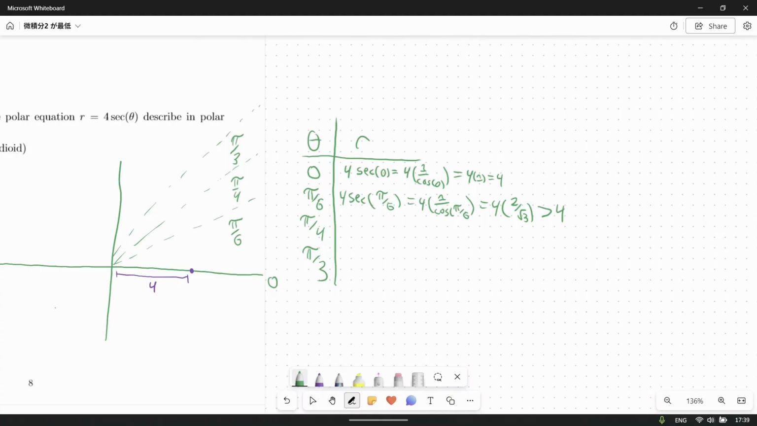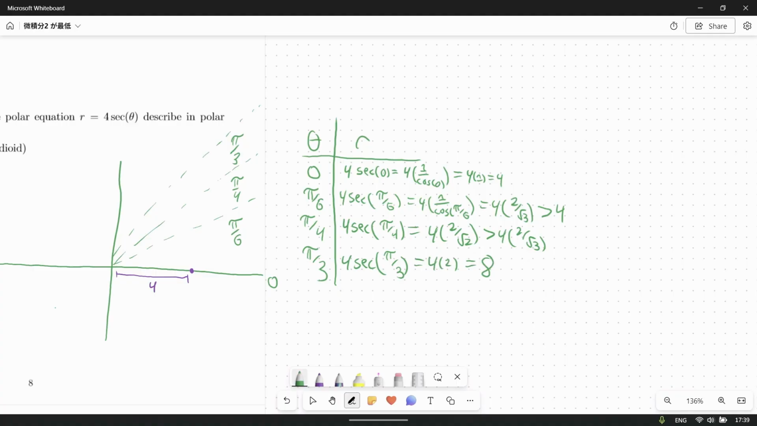So in the next case, we have 4 secant of pi over 4. That's going to be equal to 4 times 2 over root 2, which is going to be greater than our previous value of 4 times 2 over root 3. And then finally, we're going to end up with 4 secant of pi over 3. That's going to be equal to 4 times 2, which is going to be equal to 8.